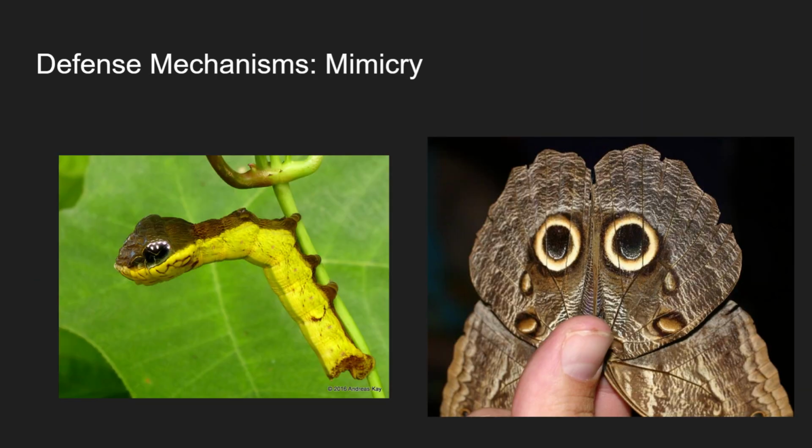So a defense mechanism of many moths is mimicry. Many moths have these circular eye patterns that look like eyes of animals when they flap their wings and help scare off predators. And then some caterpillars can even look like different animals. This one looks like a snake, of course, and that helps deter birds as well.